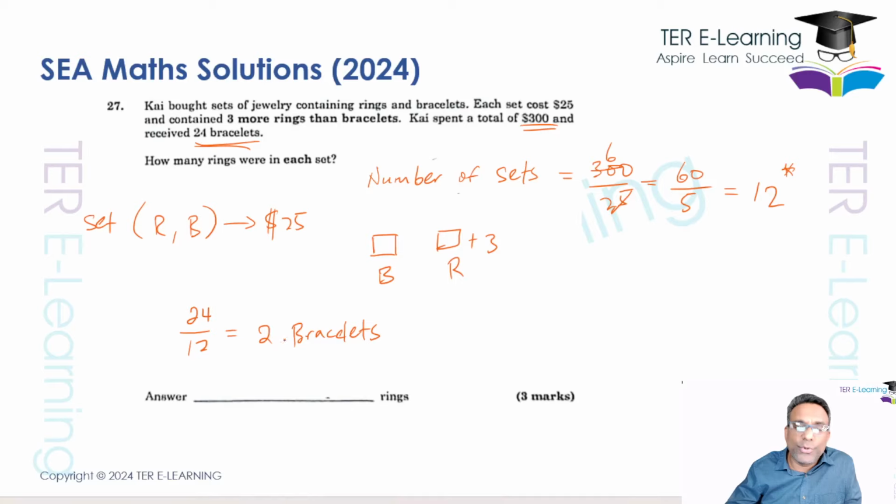Now, if you have 2 bracelets per set, then the total number of rings here is going to be 2 plus 3, and you're going to get 5. So in this case, the answer is 5 rings in each set. That's how much you're going to have here. So that's 27.